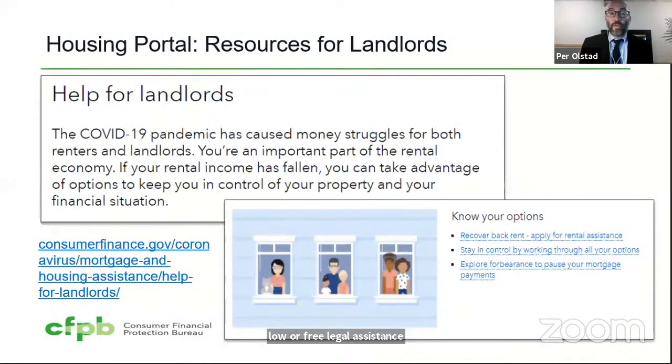Next slide. We do also provide resources for landlords. Starting earlier this summer, we really started to increase our efforts to engage the landlord community.